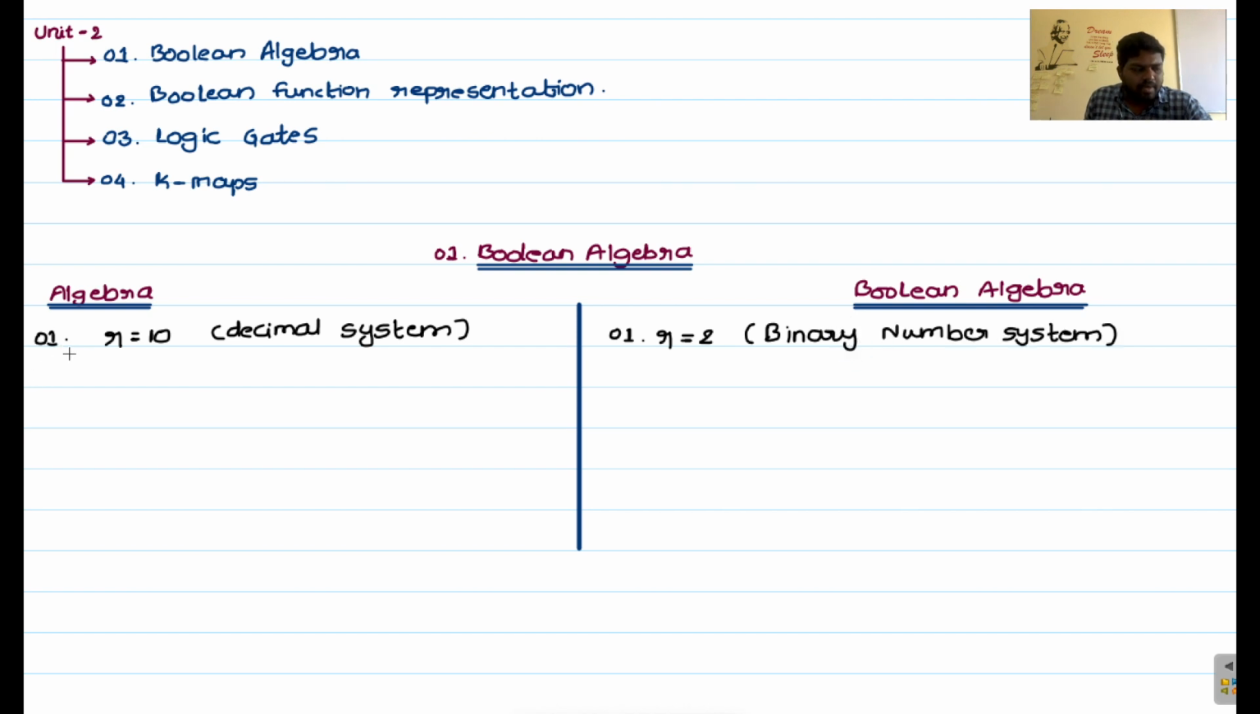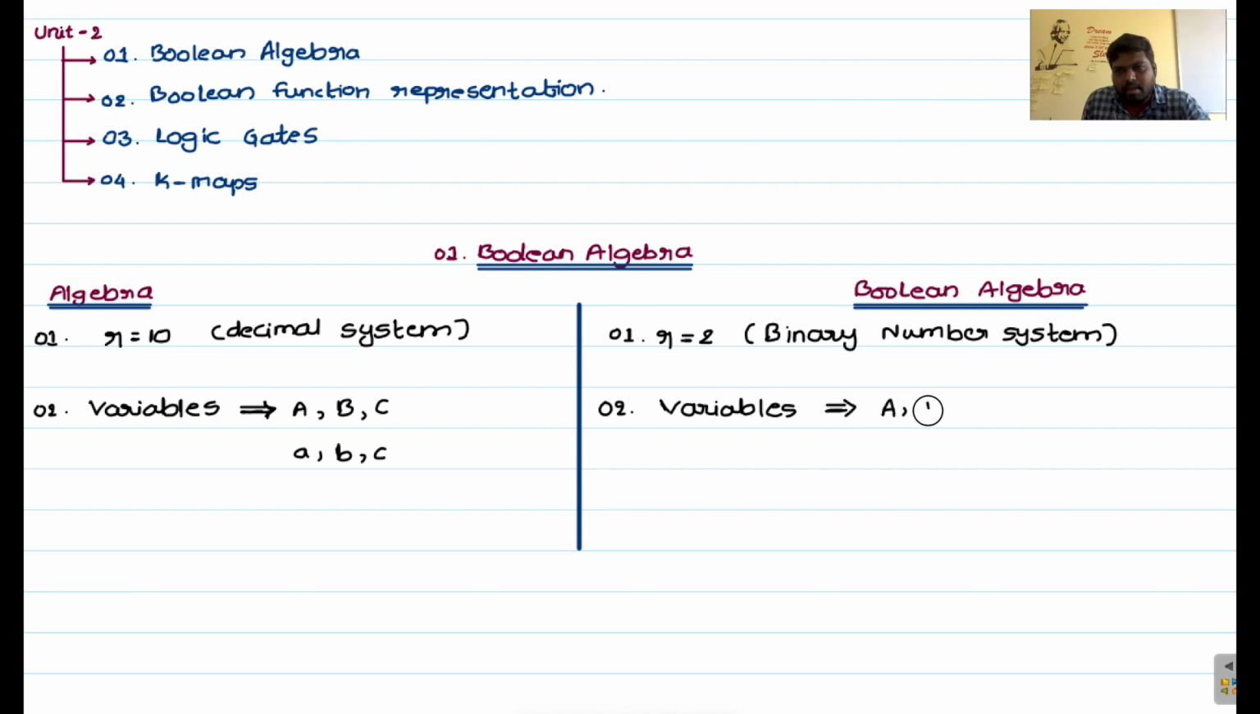And the second difference: here we are considering variables like a, b, c. Okay, you can denote them with any letter, right? Otherwise you can take small letters also, no problem. Here also, same thing, variables. In Boolean algebra also we are using variables which are denoted with capital A, B, C. Otherwise you can choose small letters also, no problem.